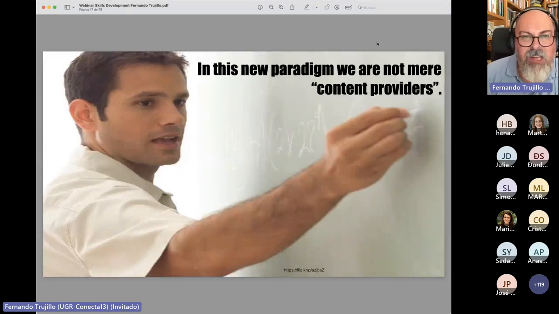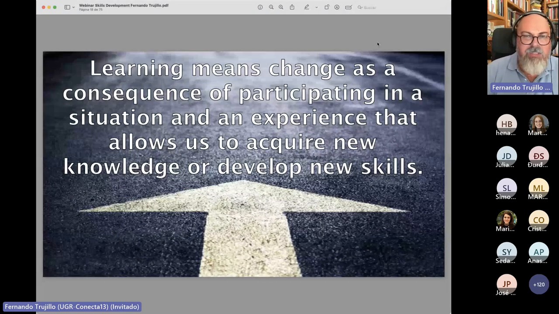So in this new paradigm, teachers are not mere content providers. Teachers are something else, a bit more complex, but also I would say much more satisfying than being just a mere content provider. In this new paradigm, learning is understood to happen as a consequence of change. Learning means change as a consequence of participating in a situation and an experience that allows us to acquire new knowledge or develop new skills. So learning is change because of that participation in a learning situation, in a learning experience.